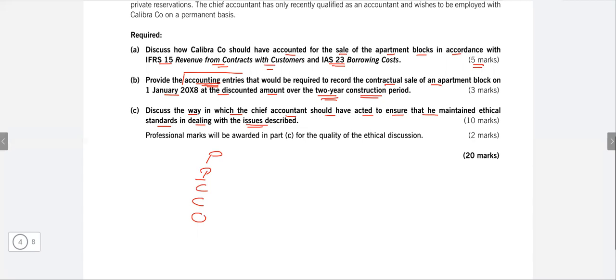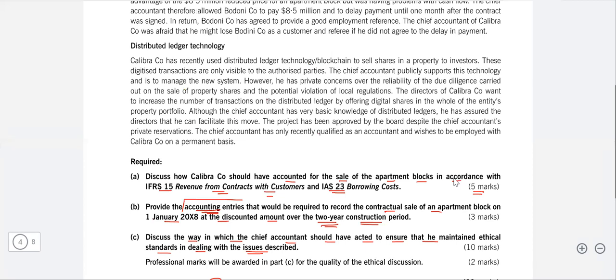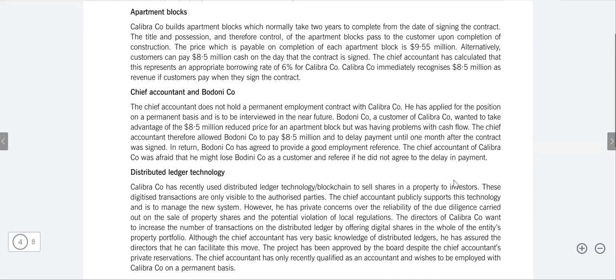And then we have the ethical threats, which are self-interest threat, self-review threat, advocacy threat, familiarity threat, and then we have intimidation. So let's read out the question, and remember the A requirement is pertaining to IFRS 15 and IAS 23. Whenever you're reading a question, just make sure that you have the standard in your mind.